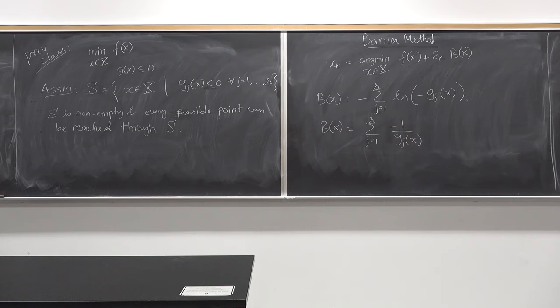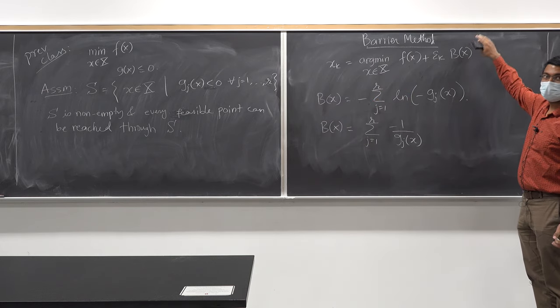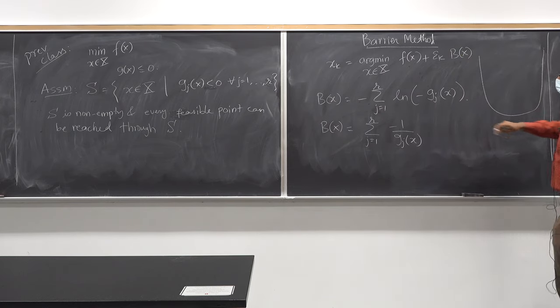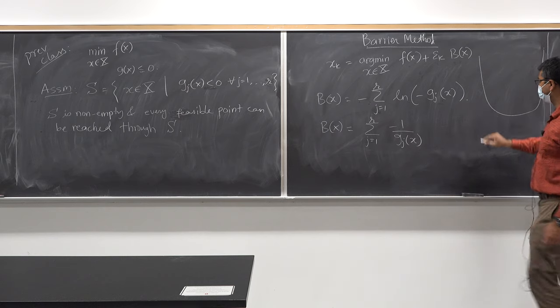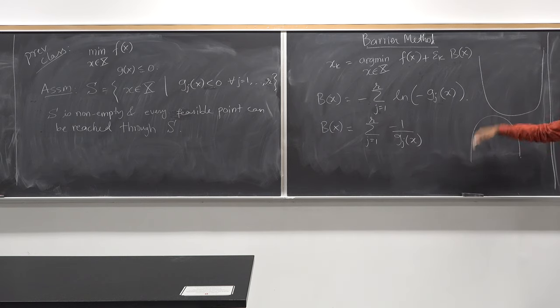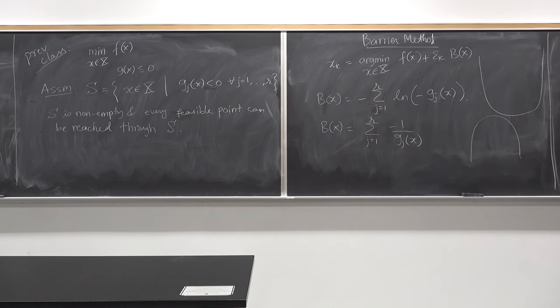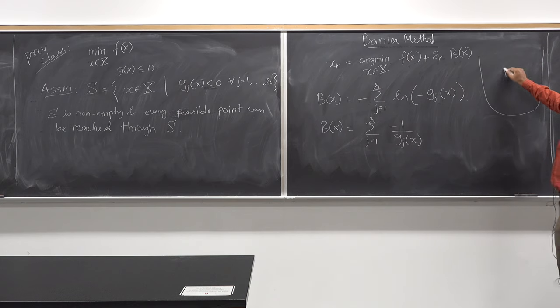Excuse me? Why the negative sign? Actually, good question. The reason we have a negative sign is because I want the barrier function to be positive. So I want the barrier function to look like this. If I don't have the negative sign and g_j of x is going to 0, this log will make it negative, so it goes to negative infinity. If we are minimizing something that goes to negative infinity, you know what's going to happen, right? So we want a barrier function that goes to positive infinity. This is what my b of x should look like.